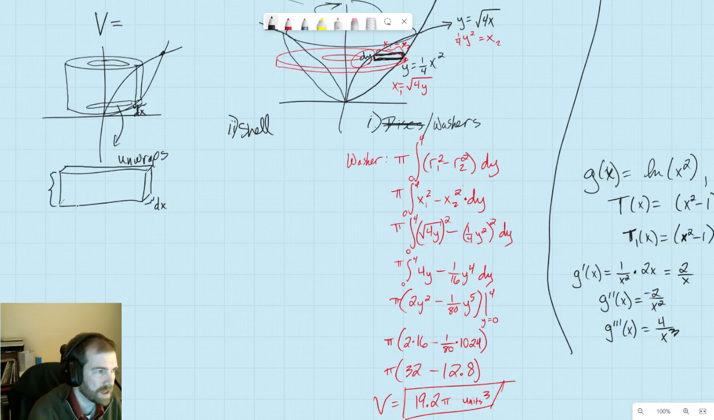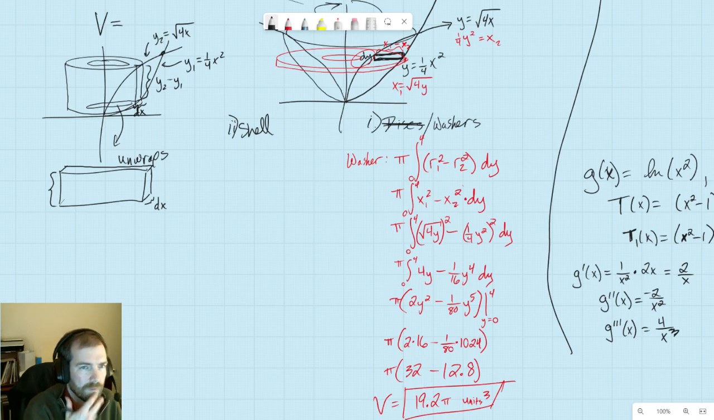The height of this thing is going to be y2 minus y1. So y2 is equal to the square root of 4x, and y1 is going to be equal to 1/4 of x squared. So this is then going to be y2 again, which was root 4x, minus, oh interesting, I see it already, 1/4 x squared. It's not quite the same, but it's really close.